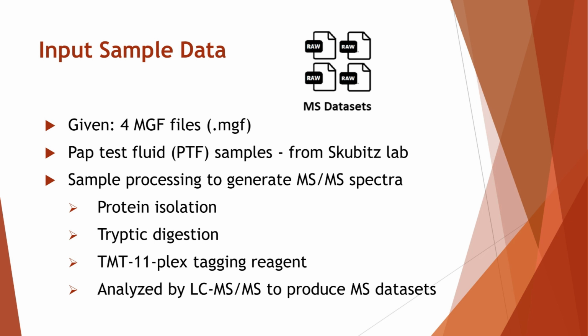Proteins from each sample were isolated, digested into peptides with trypsin, and labeled with a distinct tandem mass tag, or TMT, 11-plex tagging reagent. The TMT tagging reagent will aid us in quantifying proteins. Next, samples were pooled and separated by reversed phase liquid chromatography and analyzed by liquid chromatography tandem mass spectrometry, or LC-MS-MS, to generate MS-MS datasets.